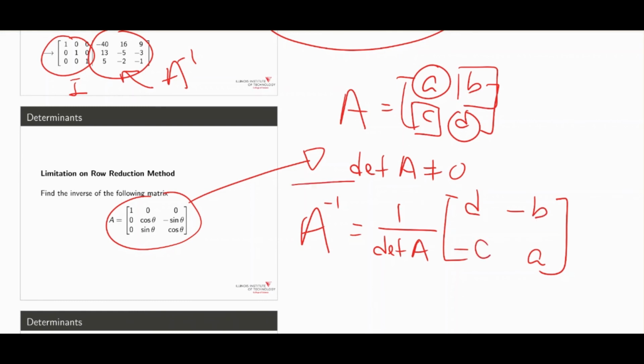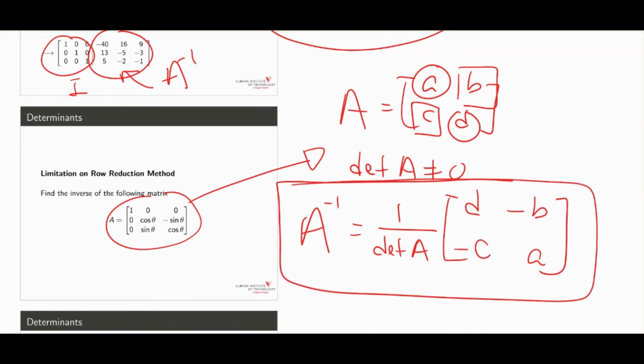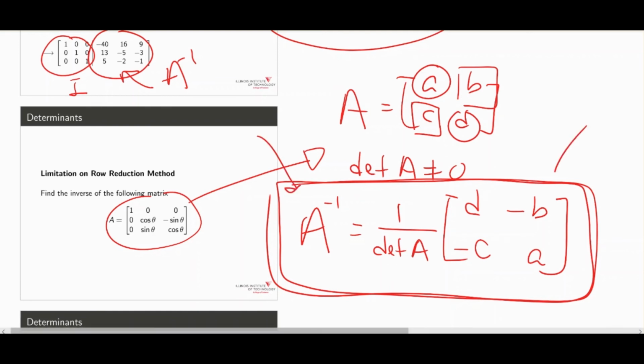A lot of you have seen this kind of formula before. This is actually the formula for A inverse using the adjoint method. This is something that is easy. Most of you have seen it in high school algebra. And we can also develop a formula like that for all n by n square matrices, and that method is called the adjoint method.